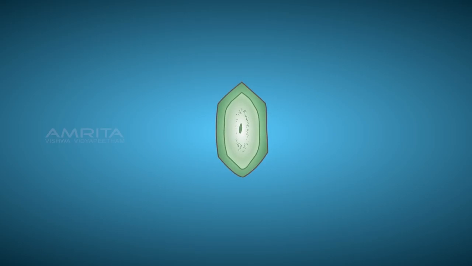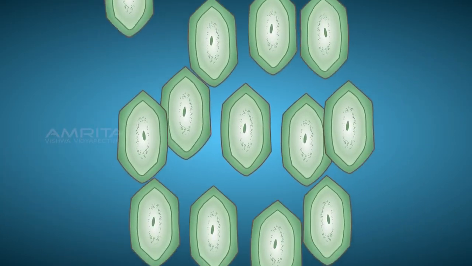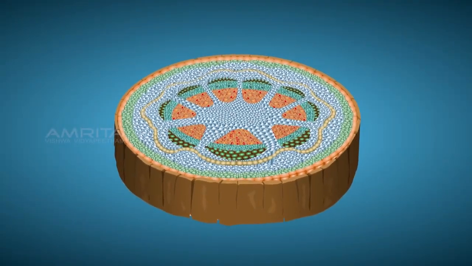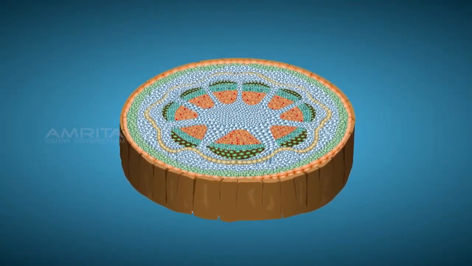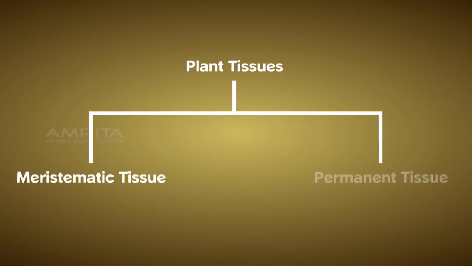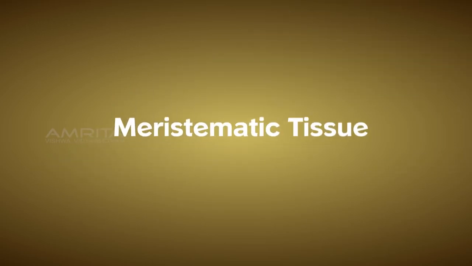A large number of specialized cells together form a tissue. Plant tissues are characterized and classified according to their structure and function. The two basic types are the meristematic and permanent tissues. Let us first look at the meristematic tissue.